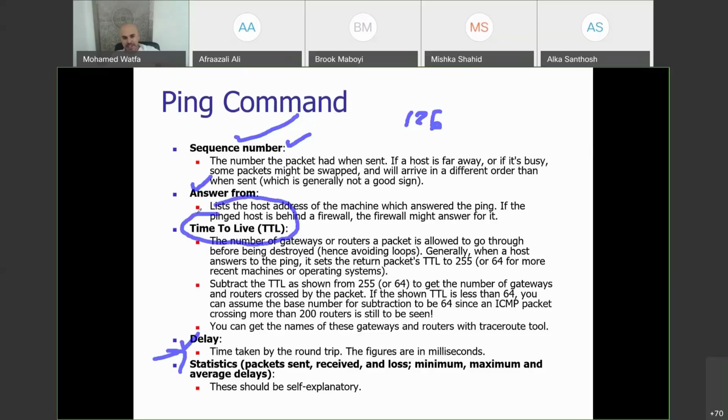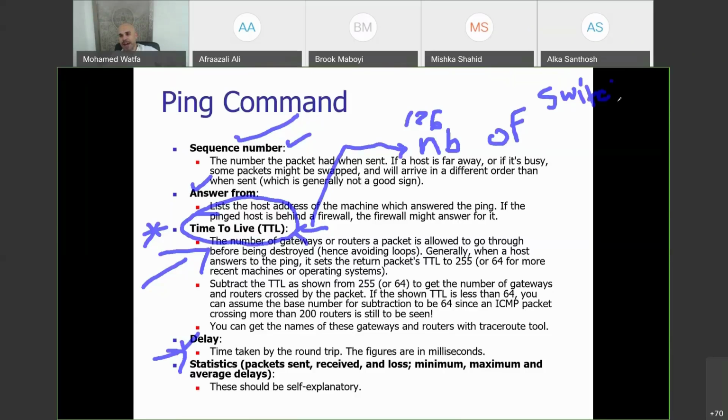Let's talk about TTL. Very important. I'm going to put a star next to it. TTL is time to live. What does it mean? It's basically the number of routers a packet is allowed to go through before being destroyed. Many people think time to live, or the TTL, is time. It's not time. This is basically the number of, let's call it switches, I have to go through before I get killed.